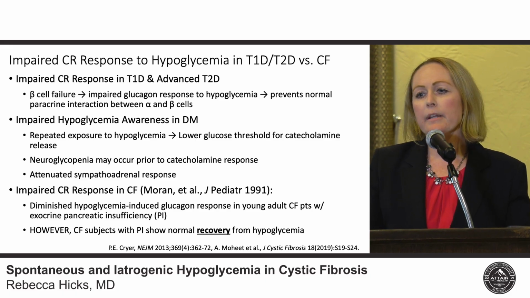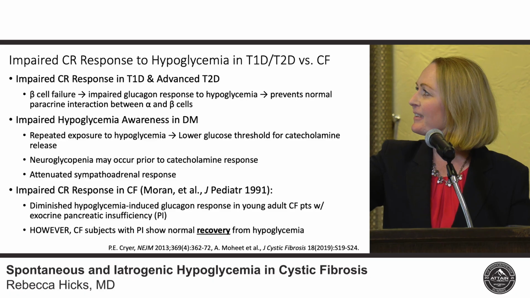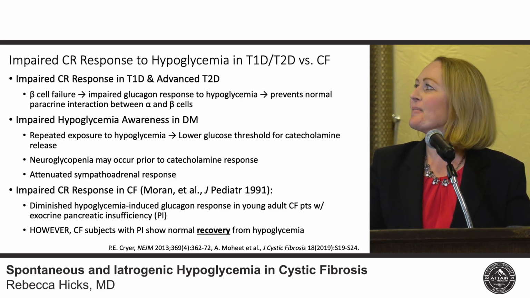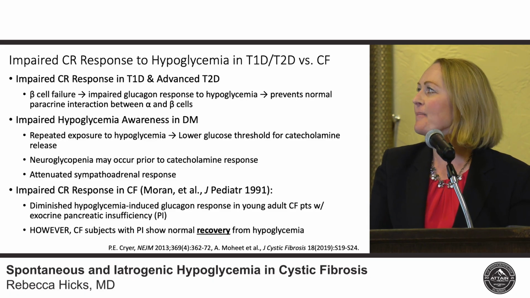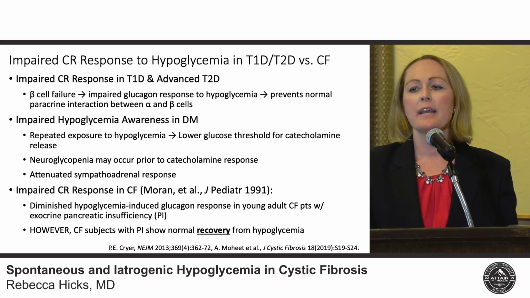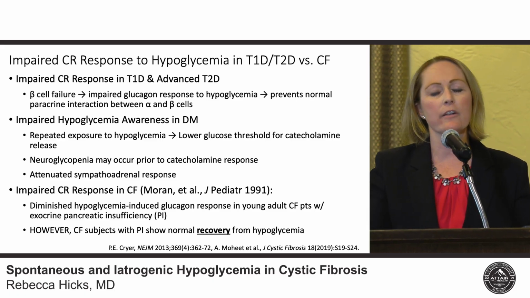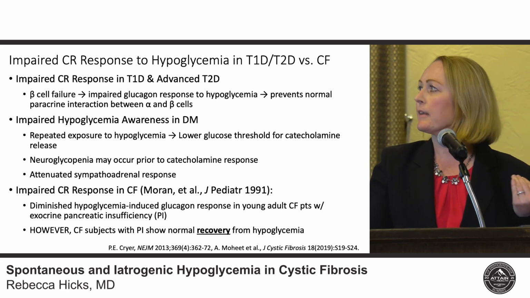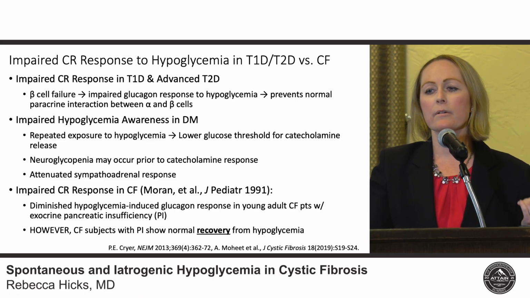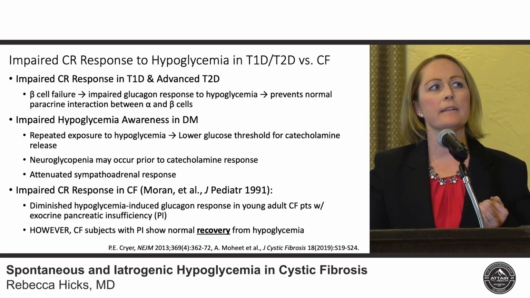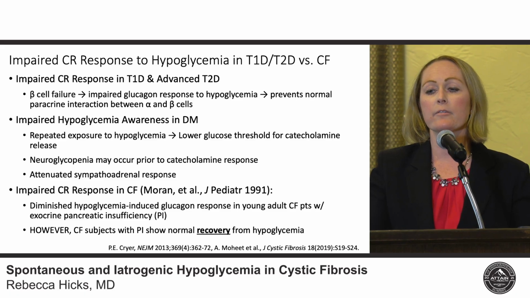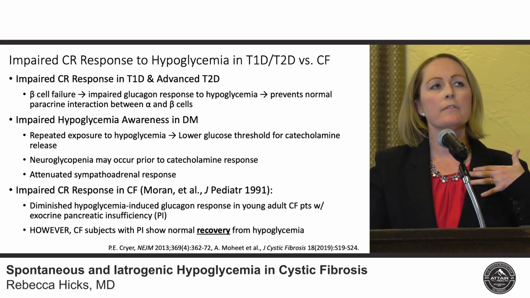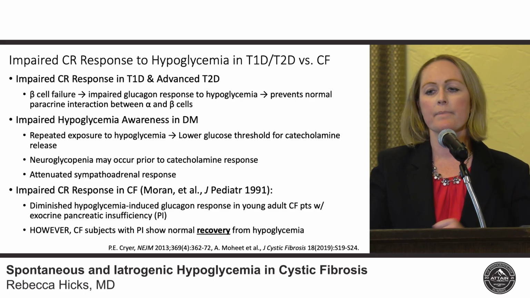In patients with type 1 and advanced type 2 diabetes, we know that in their case with beta cell failure, they have impaired glucagon response to hypoglycemia, and this then prevents a normal paracrine interaction between the alpha and beta cells. When they have recurrent hypoglycemia, then they have a lower glucose threshold for catecholamine release, and then neuroglycopenia may occur prior to the catecholamine response, and this leads to an attenuated sympathoadrenal response, and this puts them at risk for future episodes of severe hypoglycemia.